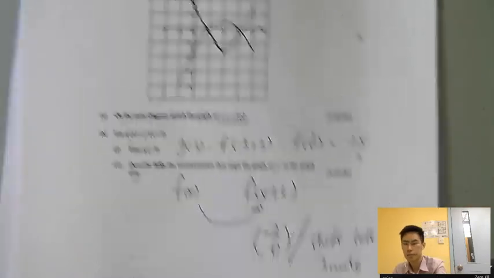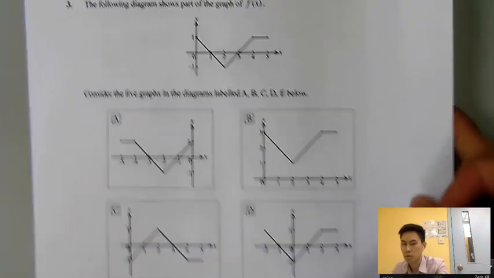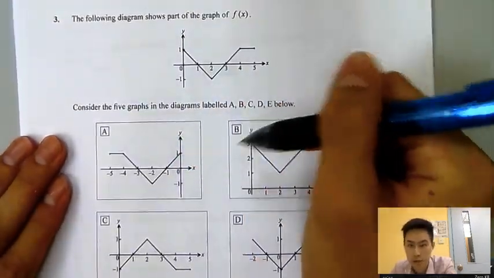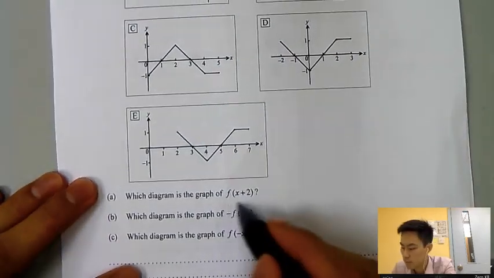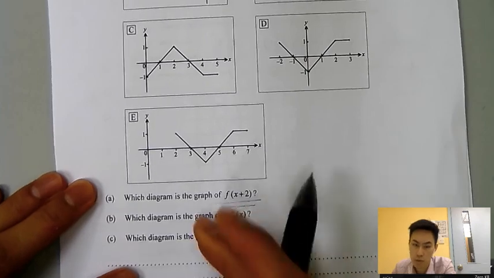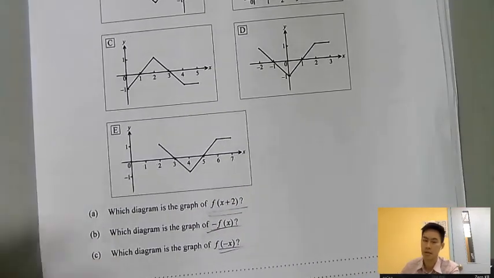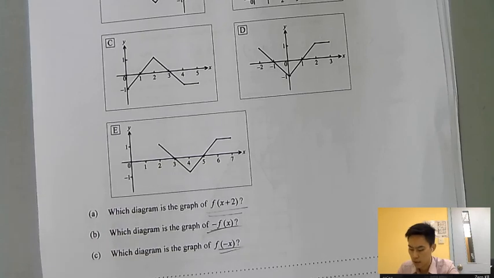Okay, next page. Question 3. We have the original function right here. Question A, B, C: f(x) plus 2. Choose which one is plus 2, which one is minus f(x), and which one is f(minus x). I'll give you 30 seconds.